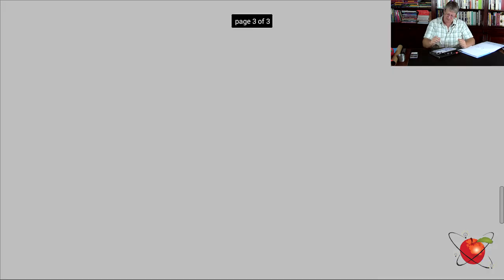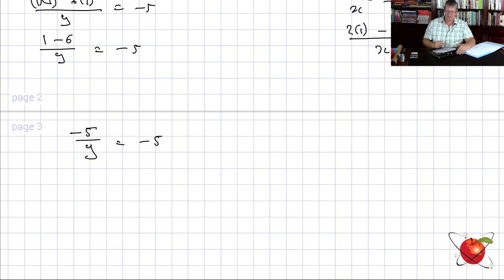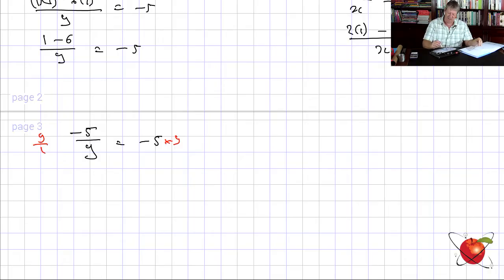Let me just bring this down a little bit. Okay, can you see that? Now how do I simplify? Well, that is 1 minus 6 is minus 5 over y equals minus 5. How do we solve that? Well, it's a straightforward equation, isn't it? Times by y. Remember, times by y over 1. Doesn't matter what is in the denominator. To get rid of it, times everything by that. So it will cross cancel, and there you have it.